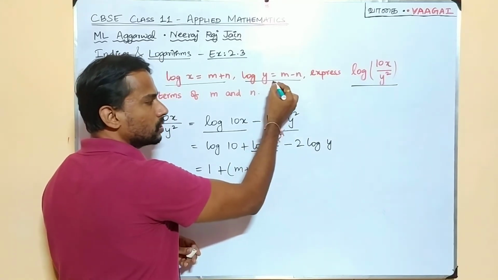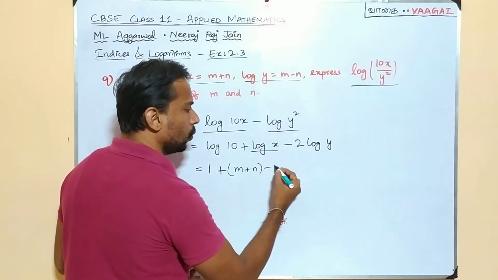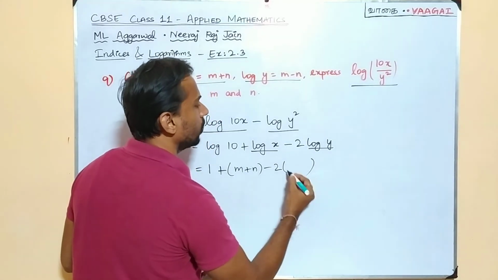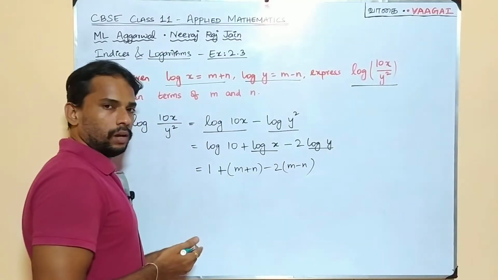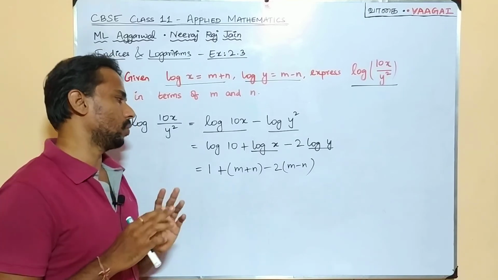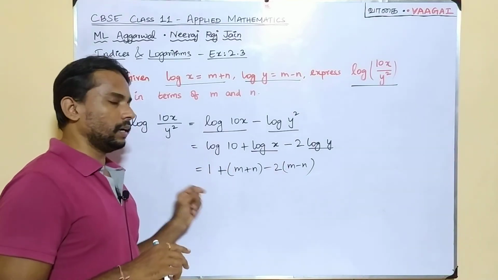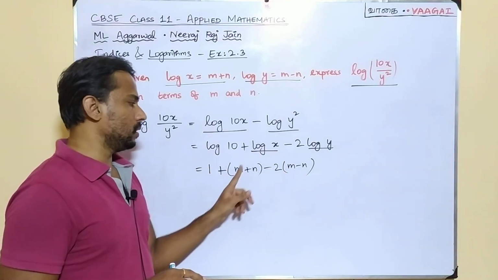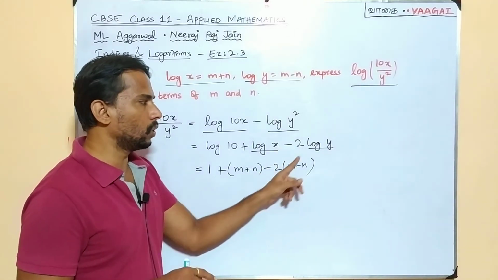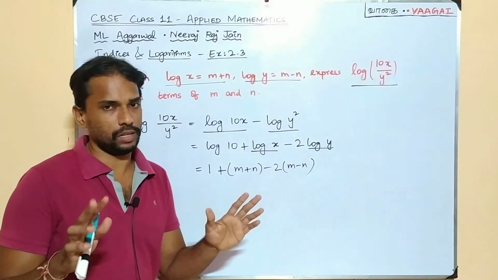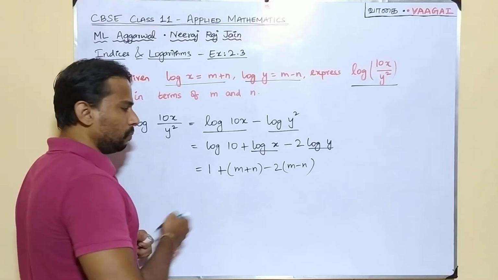Now I can substitute this expression here. So 2 into this log y I will now write as m minus n. Is this clear? So simple thing, log 10 I'm writing as 1, and log x I am replacing with m plus n, and minus 2 into log y I am replacing as m minus n. That's it. Now all we need to do is just simplify this expression.